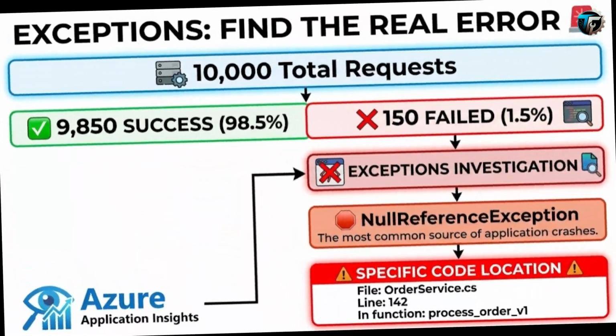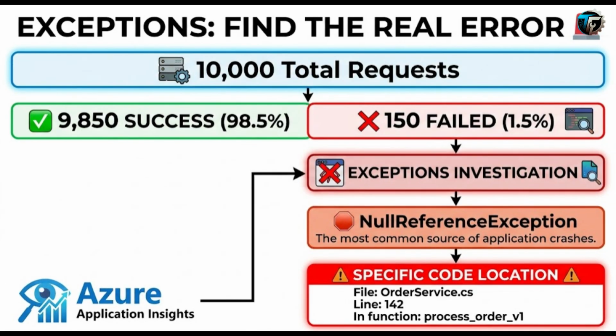Now let's look at exceptions. Suppose our application receives 10,000 requests. Most succeed, but 150 fail. Application telemetry can help us investigate those failures. We can identify the exception type, investigate affected requests, and trace the problem back toward the source. Instead of saying, "Something failed," we can start answering, "What failed? Where did it fail and under what conditions did it fail?"